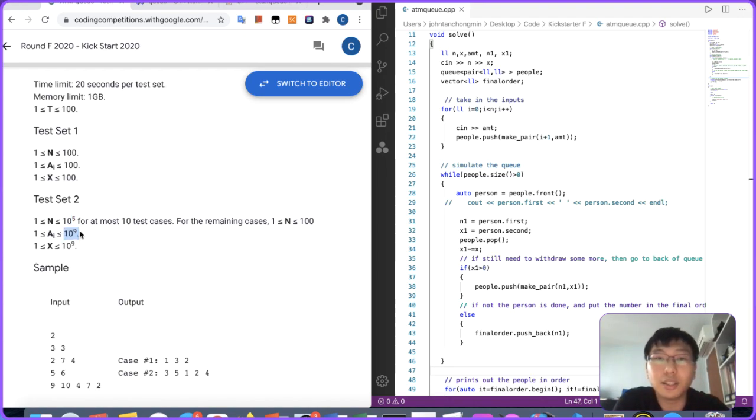Like if you have 10 to the power of 5 and then you do 10 to the power of 9 times, that's not enough. So another way I thought of is, instead of doing this while loop here, I can simply take the number divided by x, and then the mod. So we can sort of group, we can sort the people.